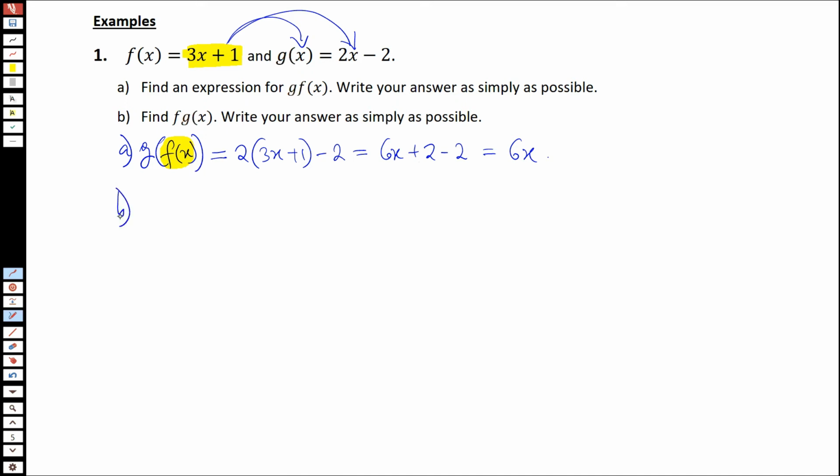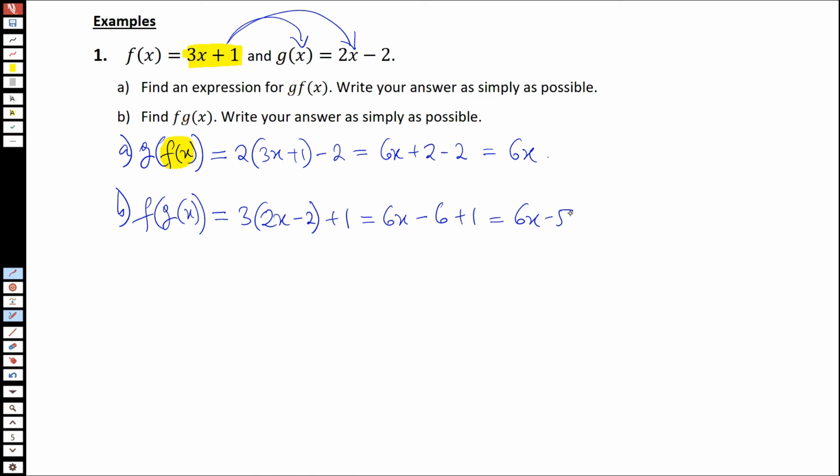We can apply the same approach for part B. For part B, we are required to find f of g of x. So I'll plug the result of g, which is 2x minus 2, in f in place of x. So that will be 3 into 2x minus 2 plus 1. So this one comes here in place of x. And the result will be 6x minus 6 plus 1, which will be 6x minus 5.